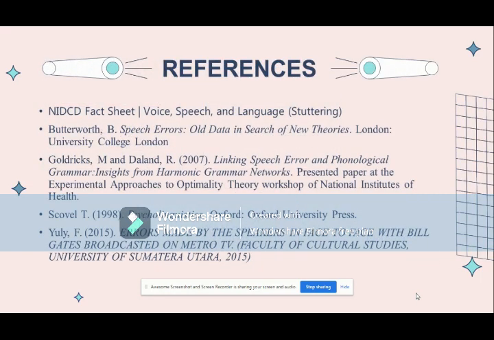And the next we have the references, if you want to know more about stuttering. Here I have the references about my project.